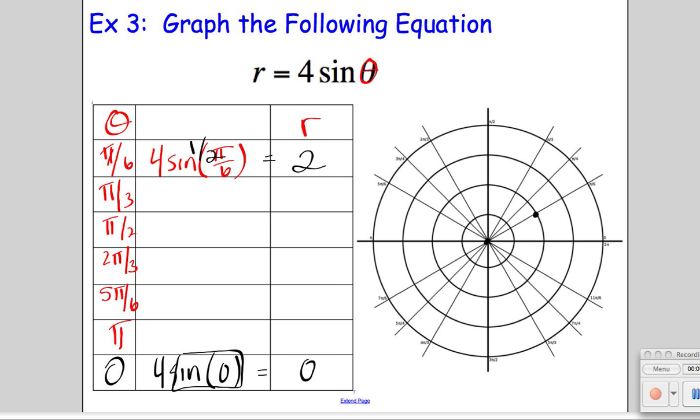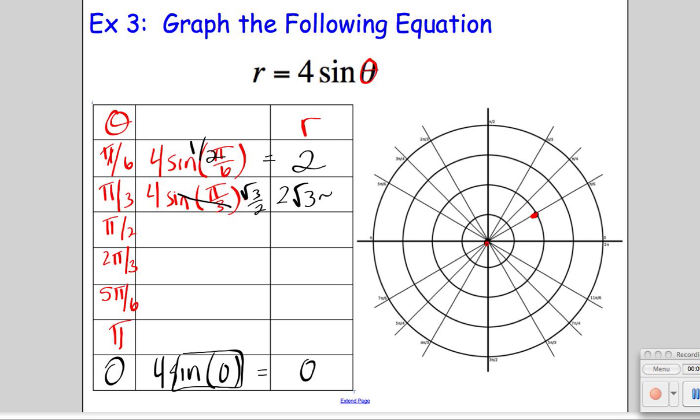I'm going to start here, and I'm going to land here. So here's my first and second point, 0 and pi over 6. Now I do pi over 3, so 4 sine of pi over 3. Well, the sine of pi over 3 is square root of 3 over 2 times 4. So I'm doing 4 times the square root of 3 over 2, because that's what this equals.